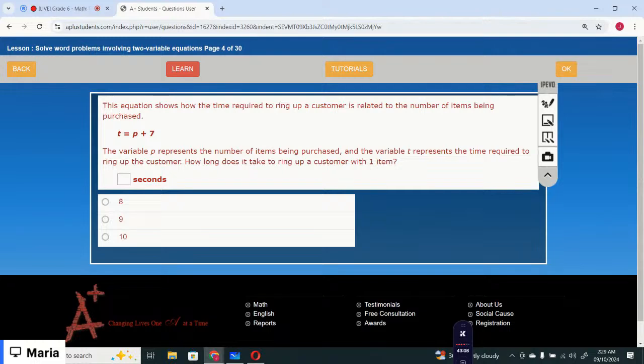So with one item, that is 8. The correct option is 8. Option number 1 is the correct option.